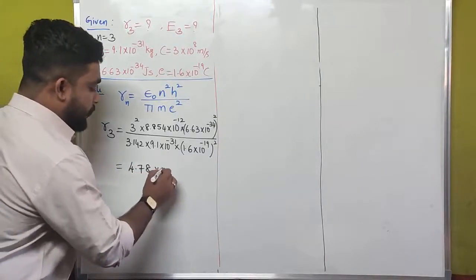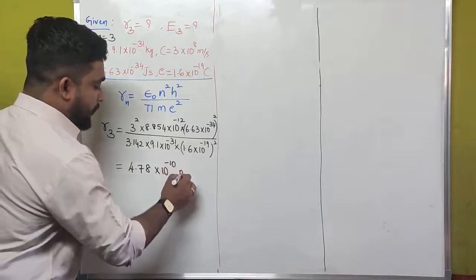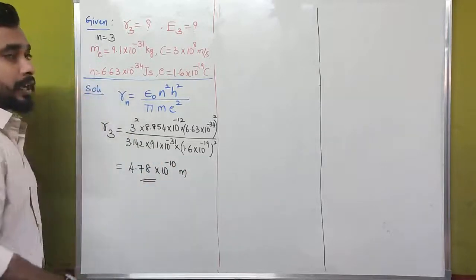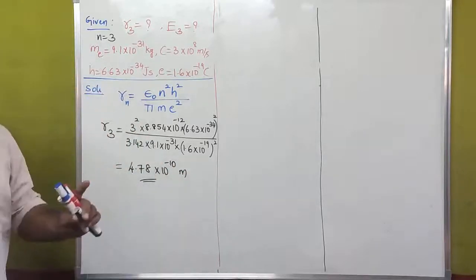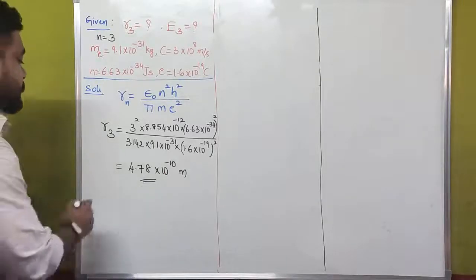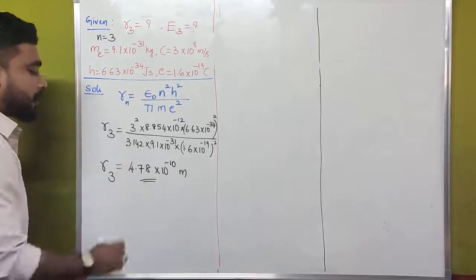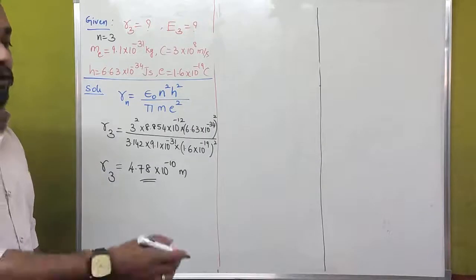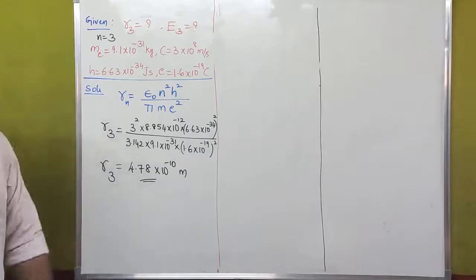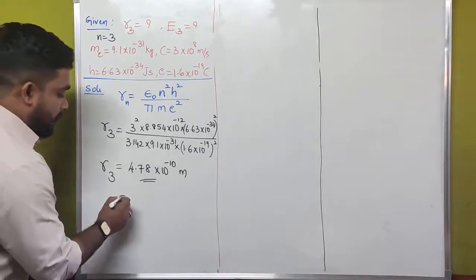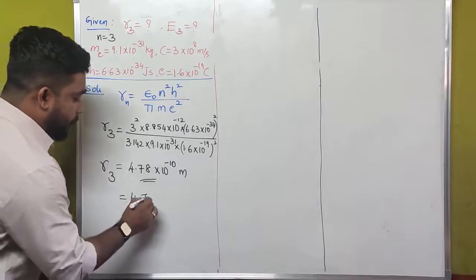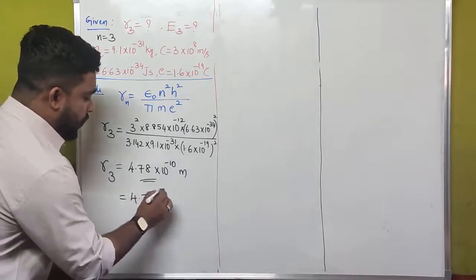4.78 into 10 to the power of minus 10 meter. Actually, I have directly written the answer, that is, the radius of the third orbit is equal to 4.78 into 10 to the power of minus 10 meter, or we can call this 4.78 Angstrom.